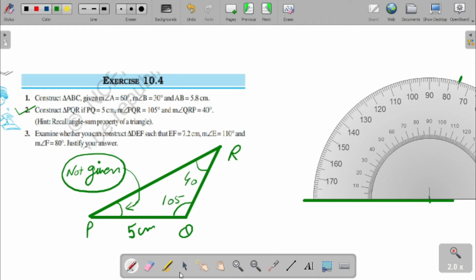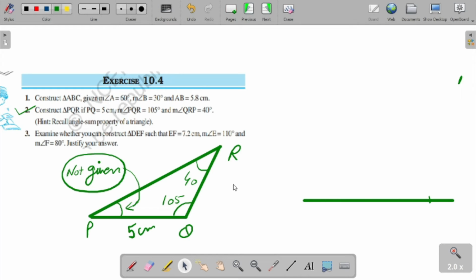So this is 110, sorry, 105. Then we need to construct 40 degree here. How can we construct it? Let us join this line. If you construct 40 degree here, you can come here. The other way is to find this angle with the angle sum property.